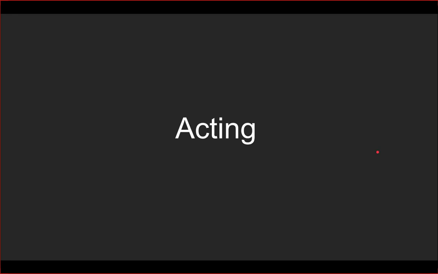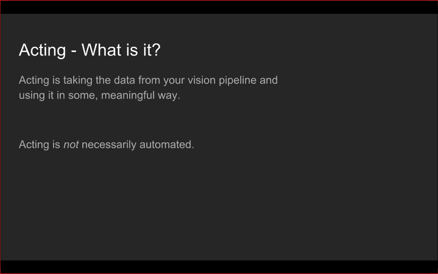So now we have some information that we actually care about. In this case, it might be the angle to your target or something like that. How do we act upon this? How do we take this data and use it in some meaningful way for the robot? The first thing that jumps to a lot of people's heads is automatically aligning up to the target and taking a shot, in the case of 2016 or 2017, where it's a shooting game.